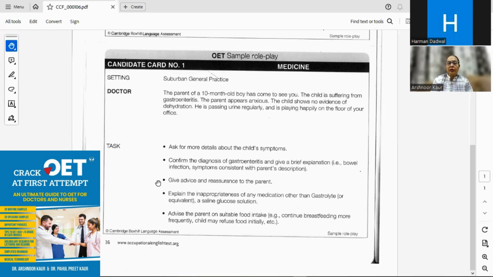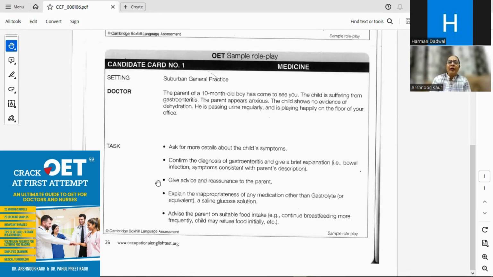You should convince the mother that, Sophia, I do not feel that the child should be prescribed any antibiotics or any medicine at this time, because I can feel that the child is in a cheerful mood, he is healthy, and he will get this problem relieved on his own.